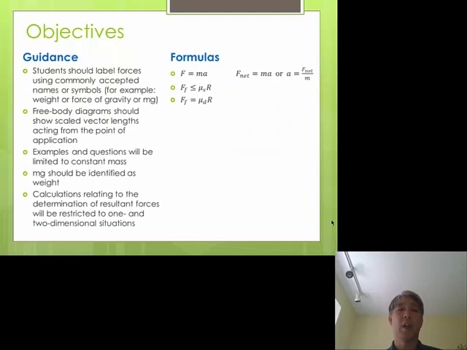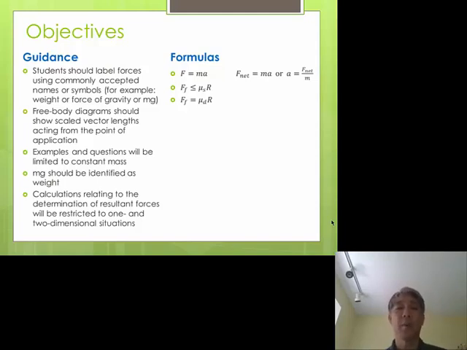In terms of guidance, they tell us how we should use and label our forces. We're going to be required to use commonly accepted names or symbols, and in particular we will be translating weight to be the force of gravity acting on a mass, or mass times g of 9.8 if we're on Earth. Our free body diagrams should be scaled and will pretty much be limited to constant mass.